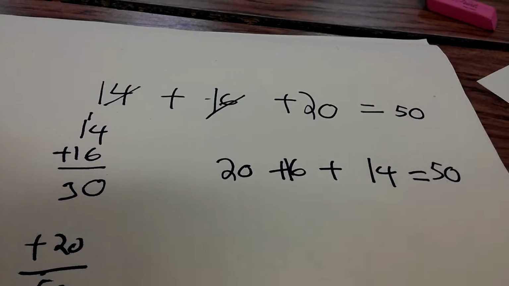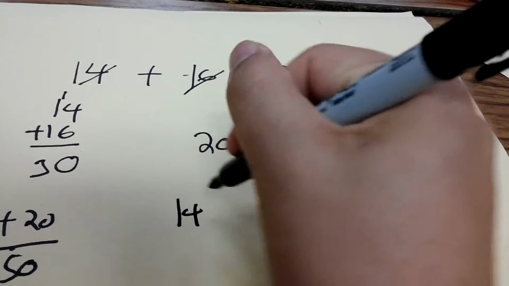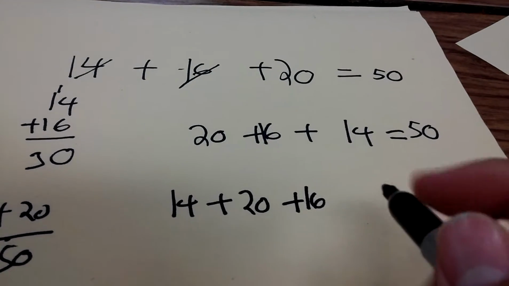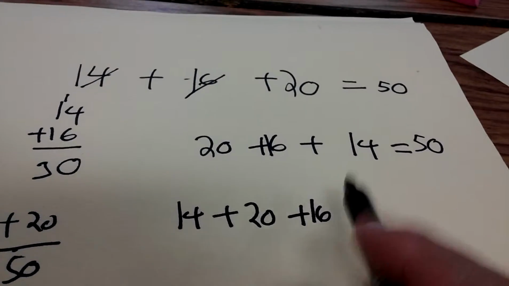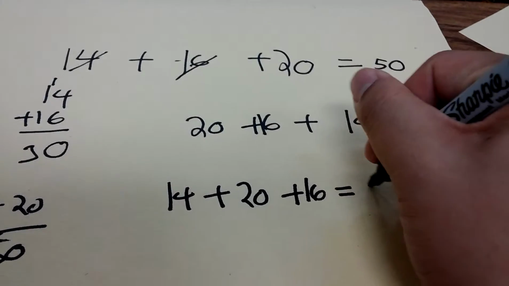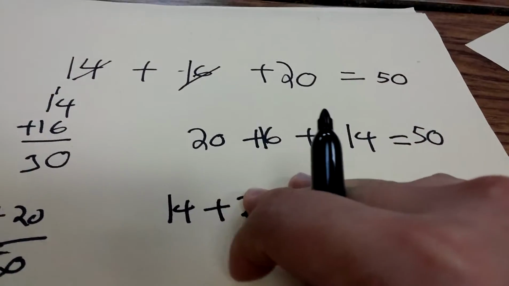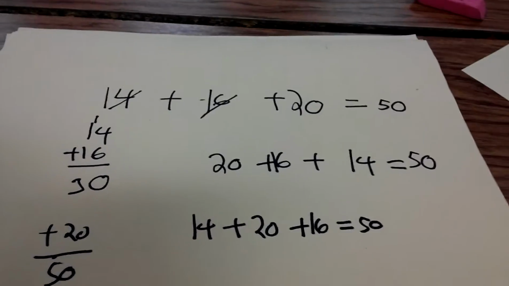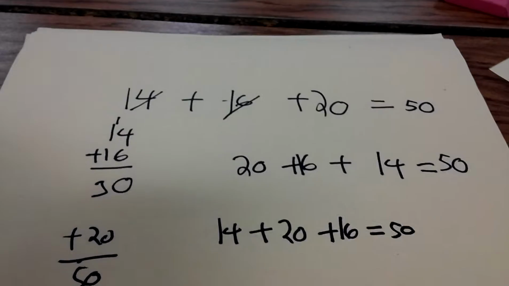It doesn't matter if I add 14 plus 20 plus 16. It doesn't matter the order of the numbers, all the answers are going to be the same. Does that make sense? The commutative property says that it doesn't matter which way you add up the numbers, all the answers are going to be the same. Let's look at another example.